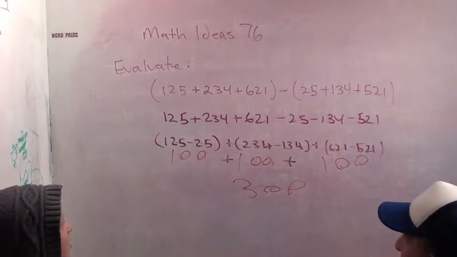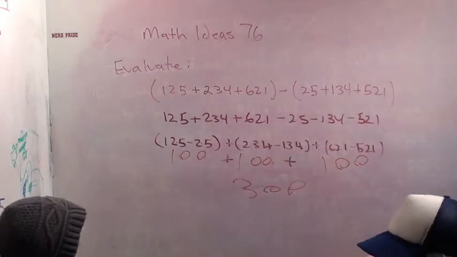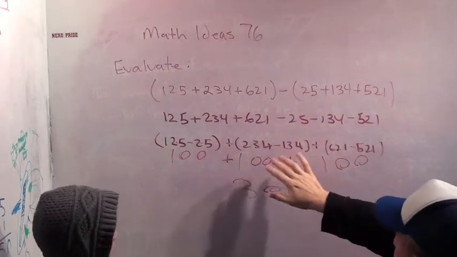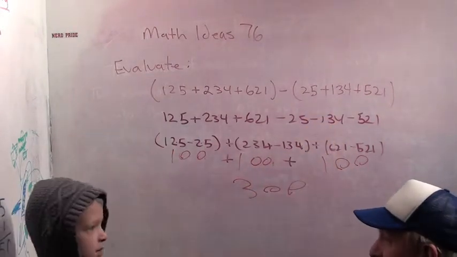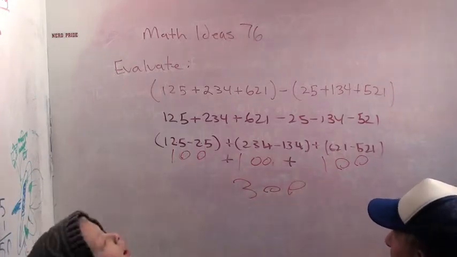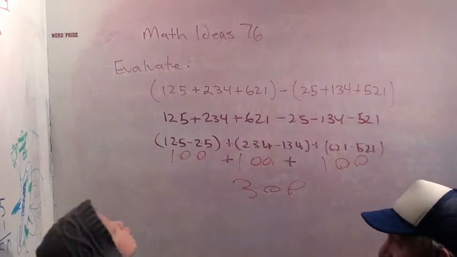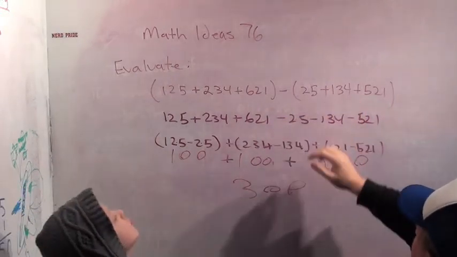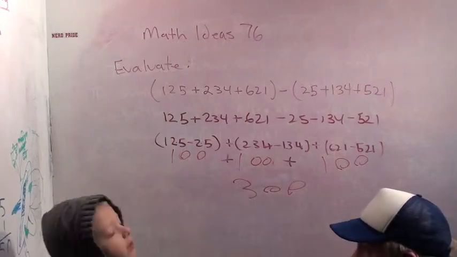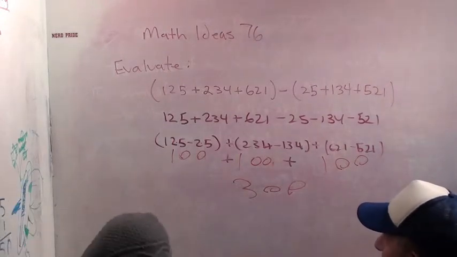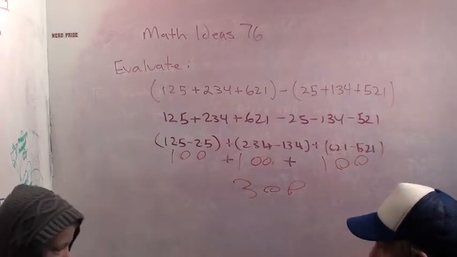Whoa! So this whole complicated thing, using first the distributive property and next the commutative property, simplifies down a whole bunch and just equals 300. Can you believe that? If we had tried to add up all these things, it would have been really complicated, right?